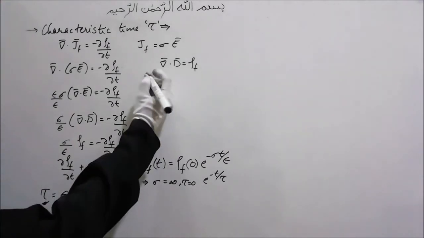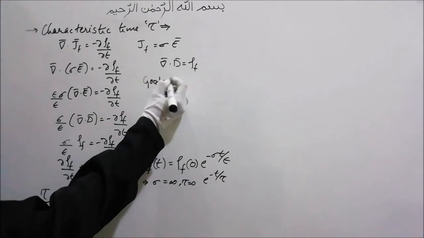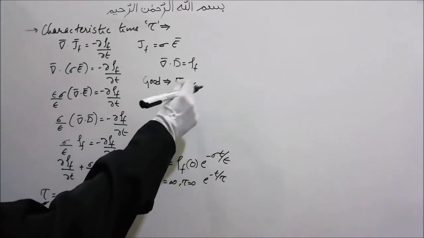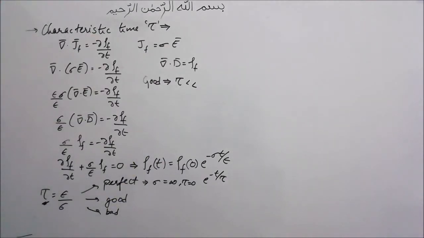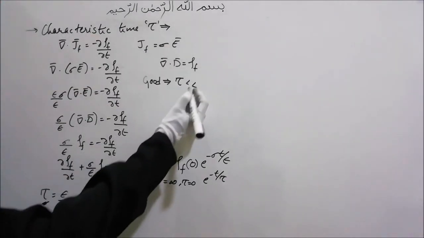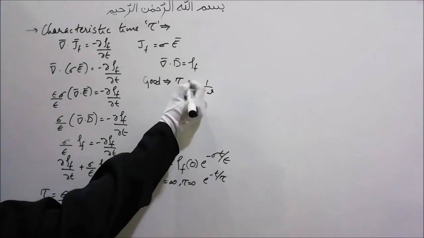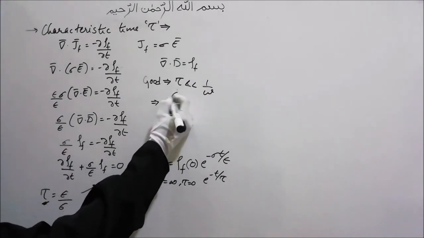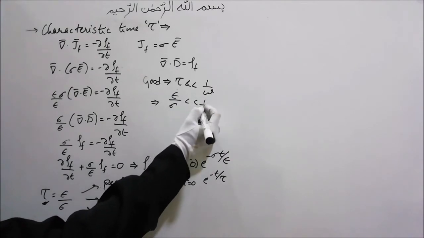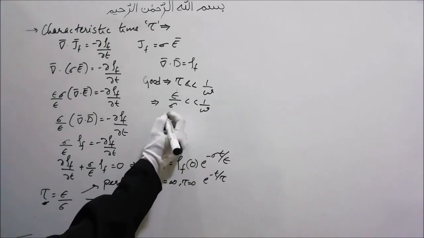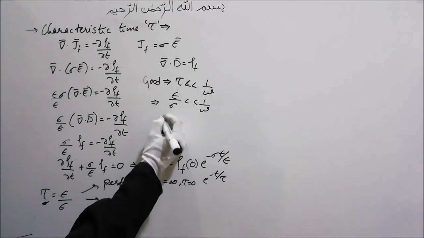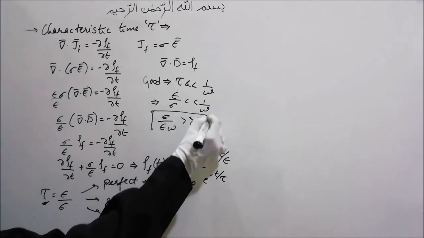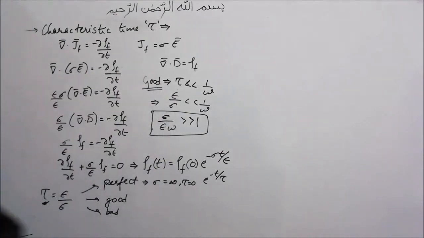What about a good conductor? A good conductor is when this characteristic time tau is very much less than other relevant times in the problem, and we take 1 by omega. That means the condition here is tau, which is epsilon upon sigma, is very much less than 1 by omega. So we will have sigma upon epsilon omega very much greater than 1. This is for a good conductor.